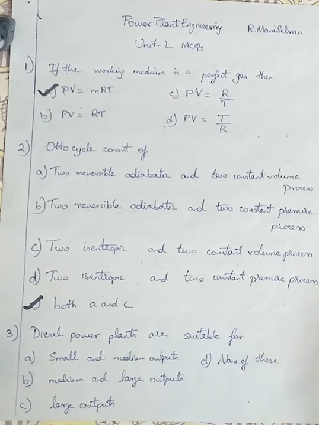Question number 3. Diesel power plants are suitable for. Option A is small and medium outputs. Option B is medium and large outputs. Option C is large outputs, and option D is none of these. What will a diesel power plant be used for? In which condition will we be using the diesel power plant?